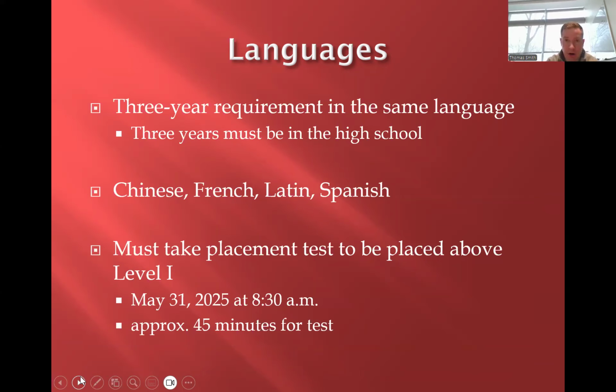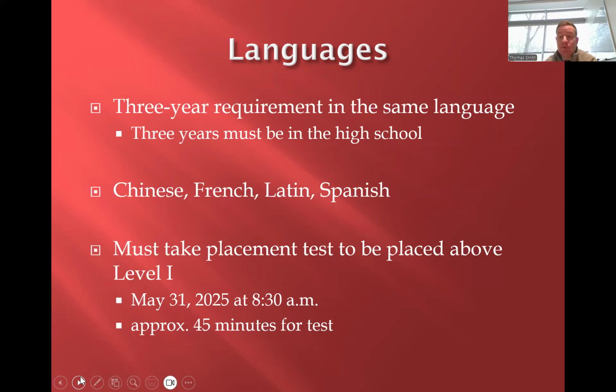In general, we've got a 3-year requirement for students to take the same language in the high school. It has to be in the high school. His years of taking a language in middle school do not count towards that requirement. So he needs 3 years of the same language in the high school. We offer Chinese, French, Latin, and Spanish.